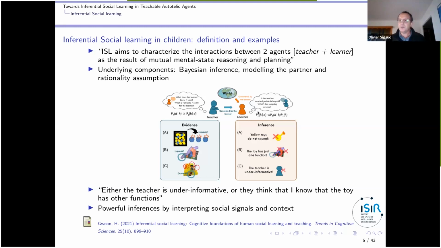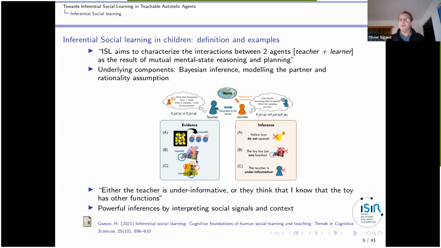So those are examples taken from the paper, where she's just describing what's happening between human agents. Okay. So for instance, if you have a demonstrator where there is a box with yellow and blue things, and the demonstrator just picks blue things and shows that they squeak, the child seeing the demonstration will infer by itself that the yellow things do not squeak. Okay. Another example is that if a demonstrator shows one property of a complicated toy, the infant will infer that this toy has just one property.